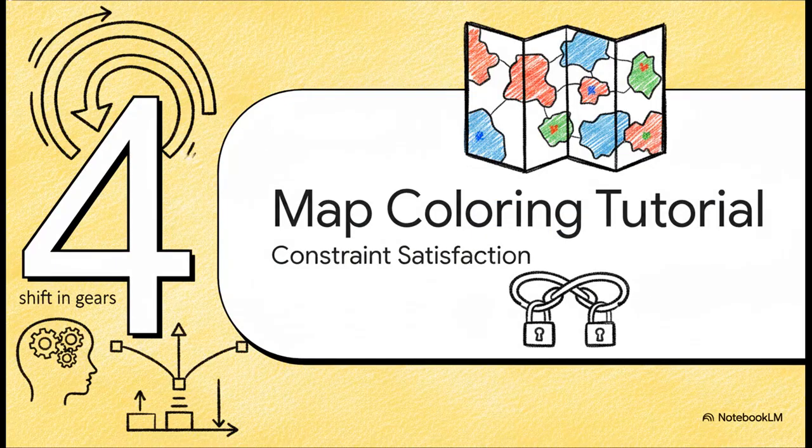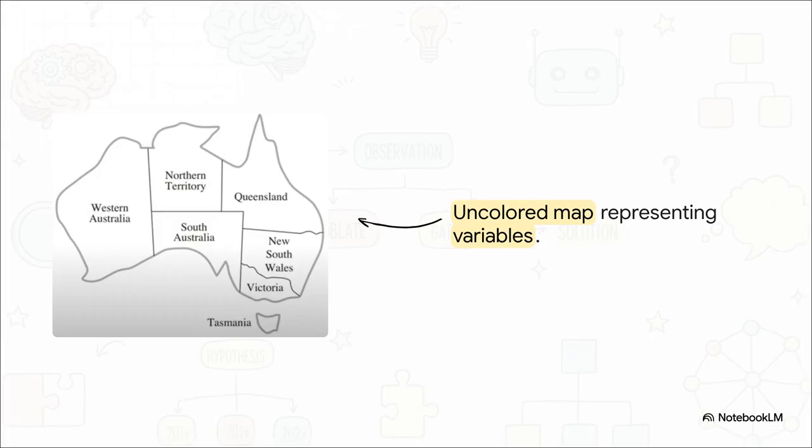That brings us to Section 4, the map coloring tutorial. We're shifting gears to constraint satisfaction. Unlike the water jug problem, where we cared so much about a sequence of steps, our second tutorial uses a completely different methodology. Take a look at this uncolored map of Australia. In this constraint satisfaction framework, the geographic regions, like Western Australia, Northern Territory, Queensland, and so on, are defined as variables. And the possible values we can assign to these variables, which in this case are the colors red, green, and blue, are called the domain. The initial state here is simply an empty assignment, a blank map.